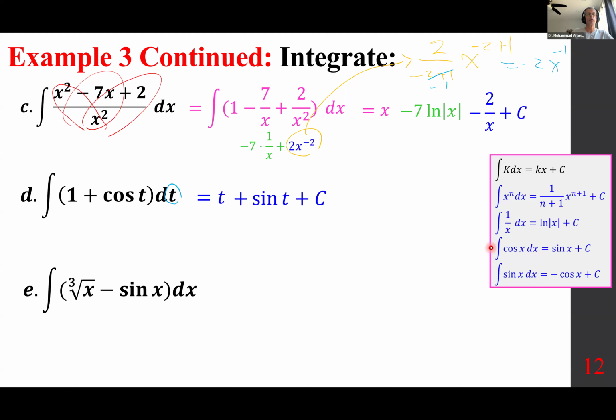The integral of cube root of x minus sine x dx. This one, we write it as x to the power of 1/3, so we can use the power rule on that. So this becomes 1 over (1/3 plus 1), x to the power of 1/3 plus 1. Minus. The derivative of sine is positive cosine, but the integral of sine is negative cosine. So we write minus negative cosine x and a constant.